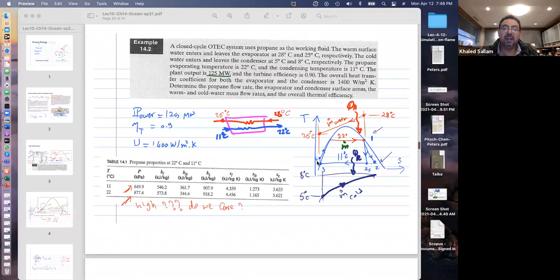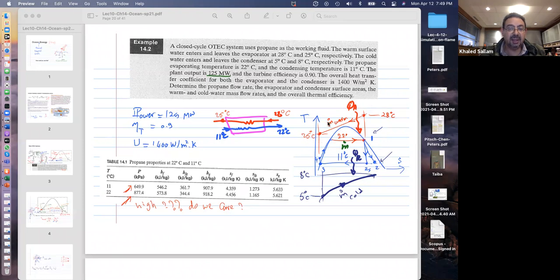And the same thing for the boiler. That boiler is also a heat exchanger, and while that boiler needs to boil propane, it's cooling the warm water of the surface. The surface warm water is being cooled by that propane boiling, right? It's cooling itself from 28 to 25.